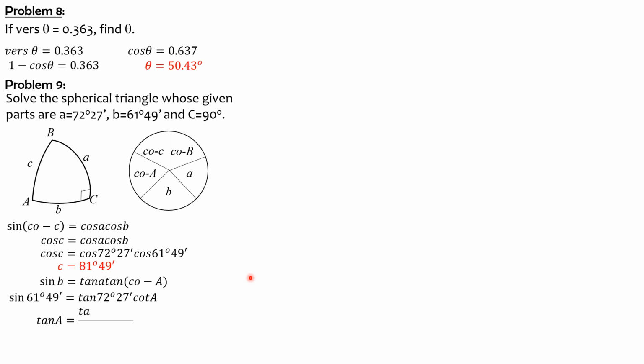And angle A is equal to, so I still simplify it so that you can follow. So now you can use your calculator. A is equal to 74 degrees 25 minutes. Then lastly, to solve for angle B, because I want to involve A and B always, the givens, then I use sine of side A is equal to tangent of B, tangent of complement of B. So sine of A equals tangent of B, tangent of complement of B.